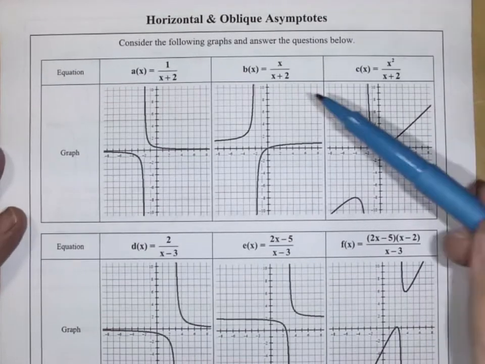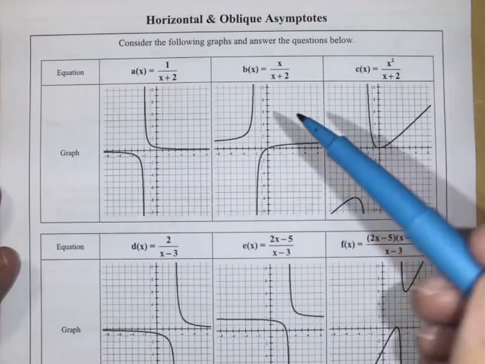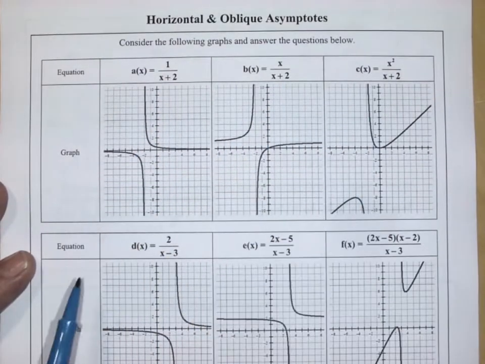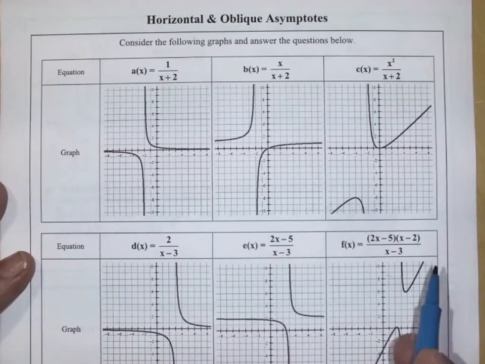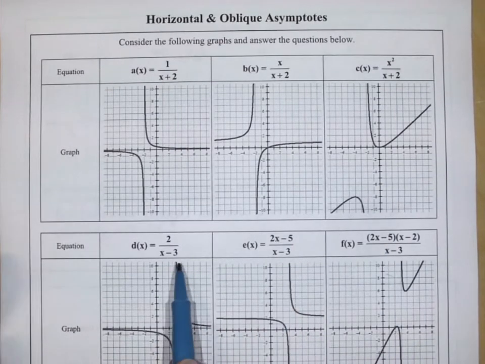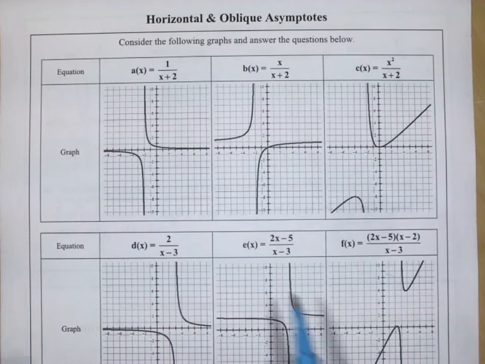The next thing I want you to do as part of this investigation is to have a look at the equations and the graphs and see if you can figure out how they match, or what matches up, so that you can figure out how we create these horizontal and oblique asymptotes. And then we'll answer part A and part B.